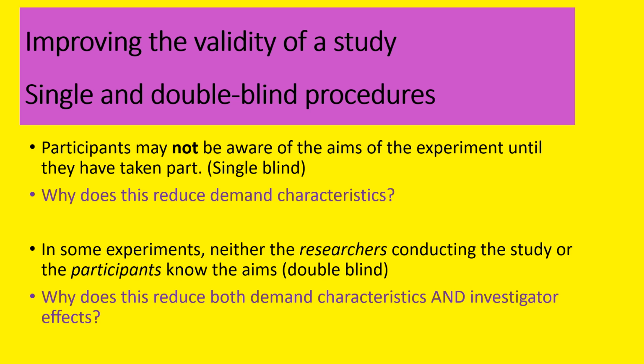In other investigations that aren't involving drugs and placebos, it might be that the investigators are not aware of the purposes either. So this will control for both demand characteristics and investigator effects. Investigator effects, I'm sure you know, are where the investigators unwittingly, unknowingly give subtle cues and clues to particular participants that could influence the outcome of the results. And so therefore you're going to get invalid data. So both single blind and double blind procedures will control and help validity.